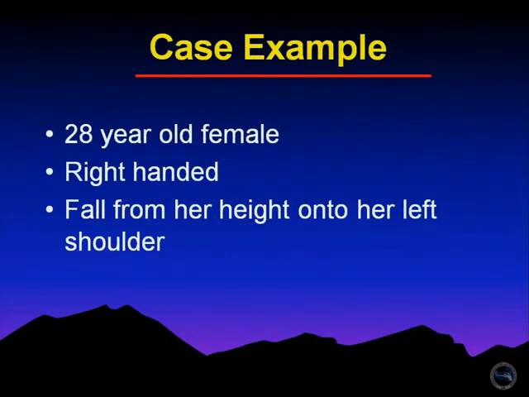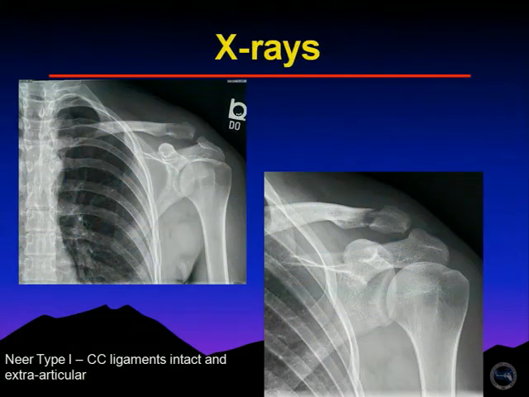We'll go through some case examples of distal clavicle fractures. This is a 28-year-old female, right-handed, who fell from a height onto her left shoulder. Here you see an extra-articular fracture lateral to the coracoclavicular ligaments, a near type 1. The CC ligaments are intact and this is extra-articular, so it's fine to treat non-operatively, and this went on to successful union.